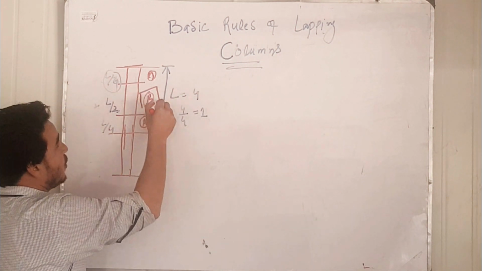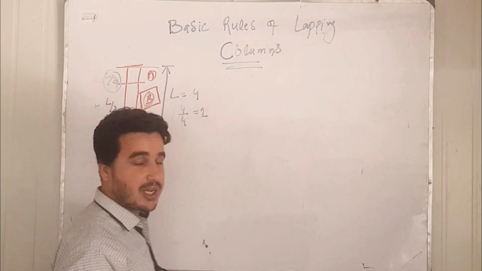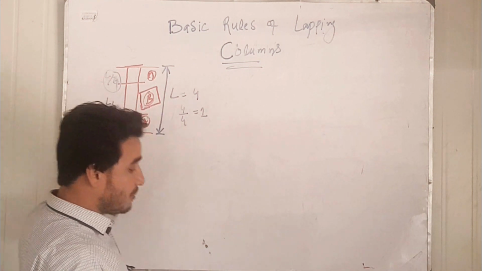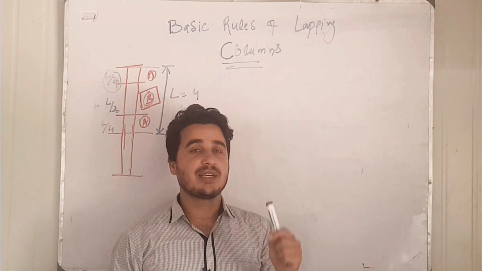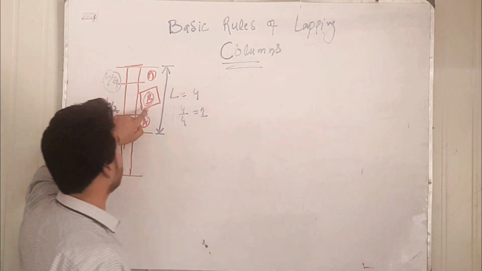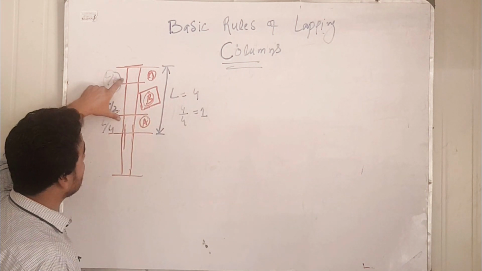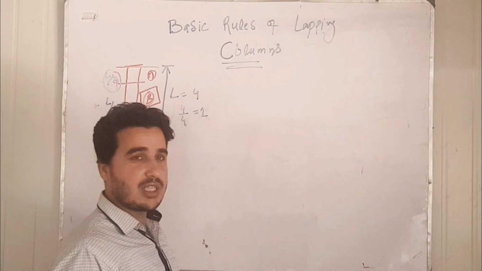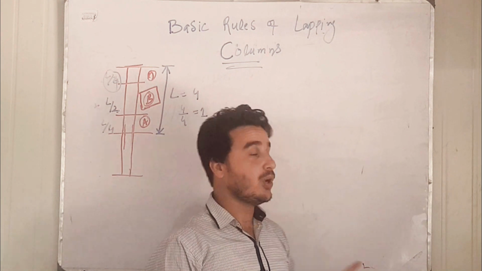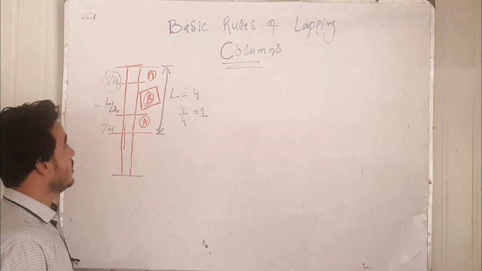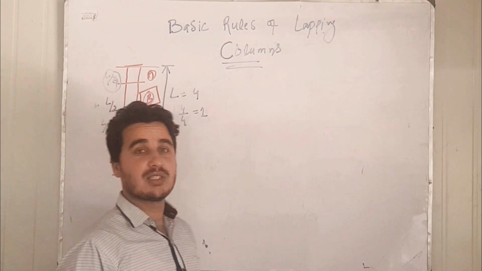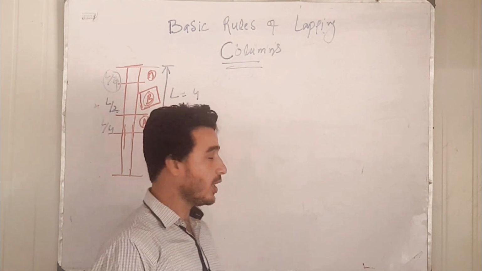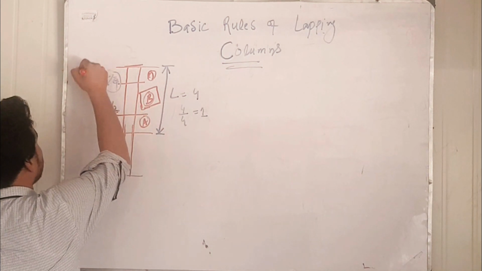The first important thing, you will have to lap the column in zone B. Specifically during high-rise building construction, you will have to keep this in your mind, that the lap of the column shall be in zone B. This is rule number one that you have to keep in your mind for getting the best results out of any column design. This was rule number one, the lapping zone.